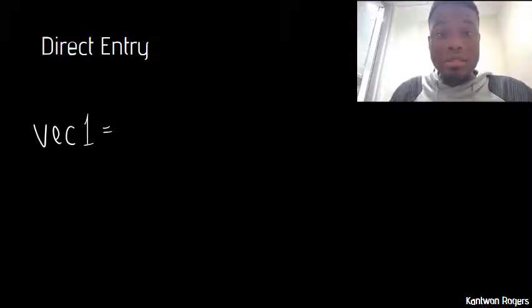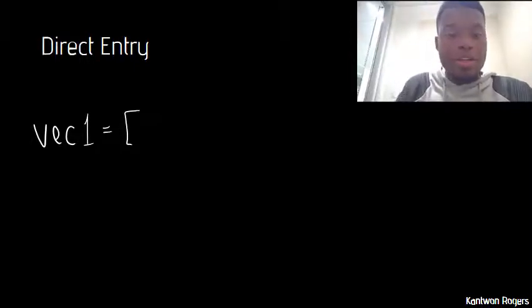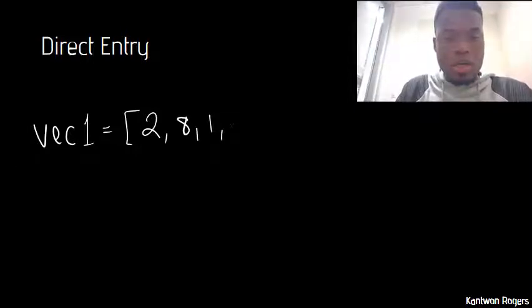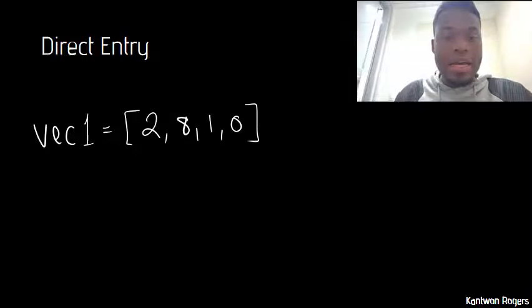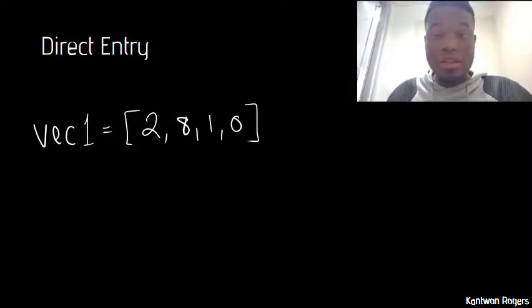So if I wanted to create a vector and save it inside of the variable vec1, to indicate a vector, I first start off with a square bracket. So square brackets denote vectors. And then I just directly enter the values that I want to be inside of my vector. So let's say I want to create a vector with the values 2, 8, 1, and 0. I can directly enter those in my vector and close it off with an ending square bracket.